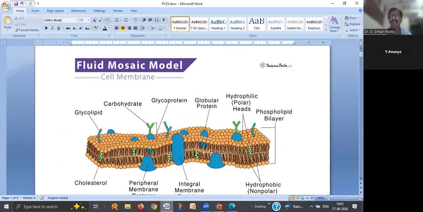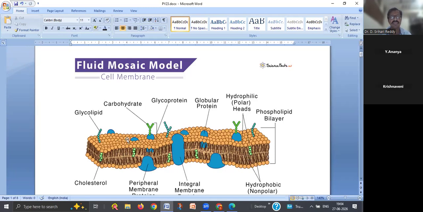So next, fluid mosaic model was proposed by. So we know there are different models which explain the plasma membrane or the cell membrane. The most popular one is the fluid mosaic model. It was proposed by Singer and Nicolson. And here you see the structure of the cell membrane.